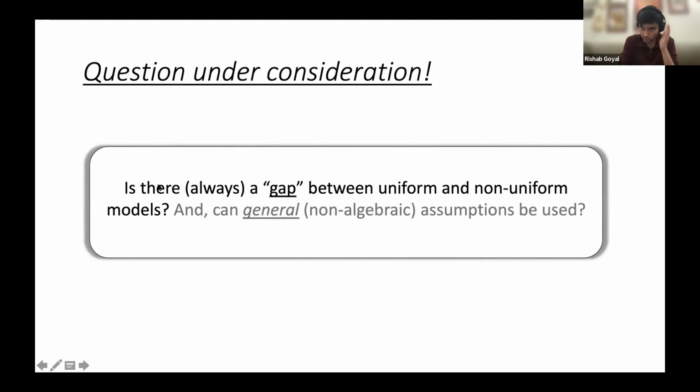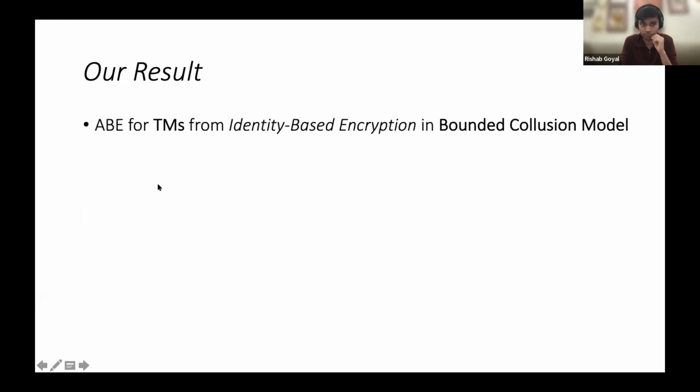But going forward, the question that we ask in this work is: is there always a gap between uniform and non-uniform models? Or can we actually get the same feasibility results for the uniform models as well? And in general, can we also rely on general, non-algebraic assumptions to perform this instantiation? And in this work, we show exactly the following. We build an ABE scheme for Turing machines, which is a uniform class, from identity-based encryption, which is a general assumption, in the bounded collusion model.